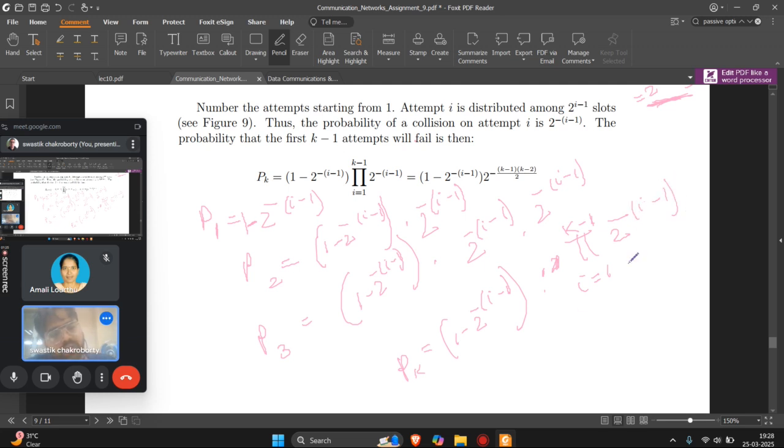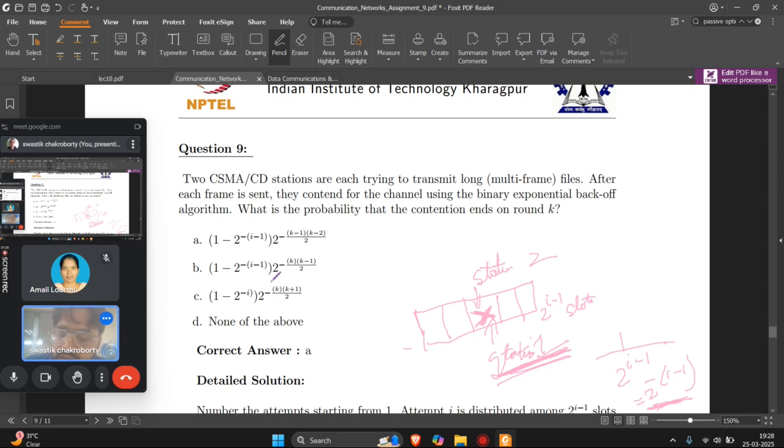If you simplify it, it will come as 2 to the power minus k minus 1 times k minus 2 by 2. So the correct answer is option A.